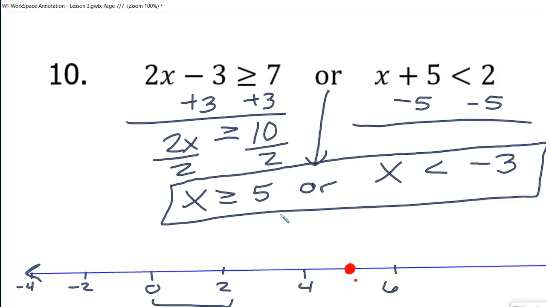Oh, I went ahead and made this closed. Why is 5 closed? Because it's equal to. And over here, negative 3, I'm going to put my circle on negative 3, and should negative 3 be open or closed? Open. And if it's an or, do you shade inside or outside? Outside. So this one shades to the left, and this one shades to the right. So on the number lines, you don't always have to count by 1. If you want to count by 2, or maybe even 5 or 10, it just depends on what your endpoints look like.